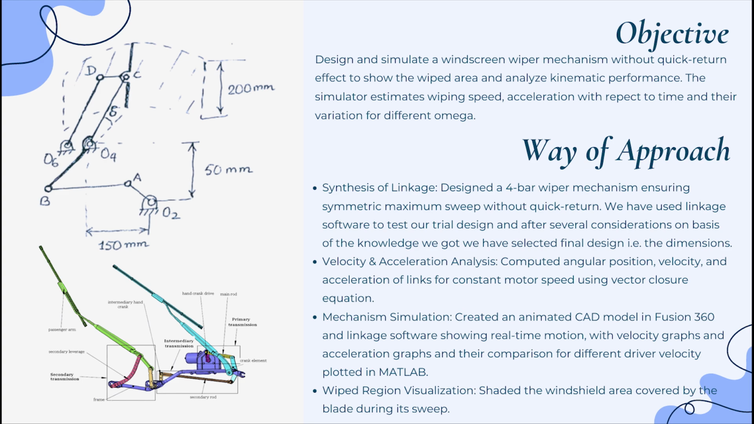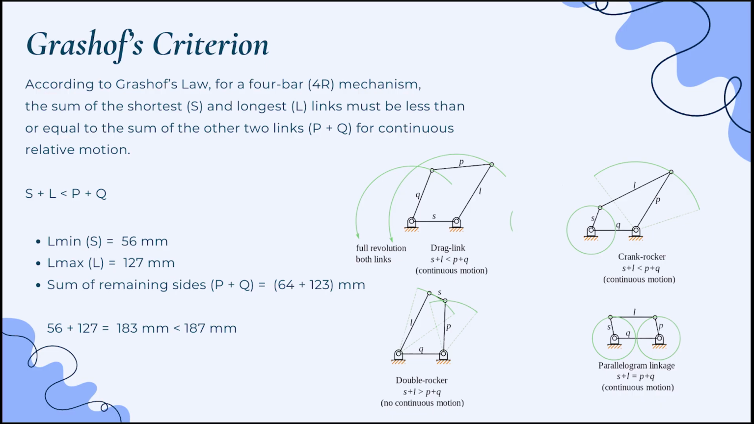To ensure that the mechanism allows continuous rotation of the crank, we verified Grashof's law. According to Grashof's criterion, the sum of the shortest and the longest links must be less than the sum of the remaining two. In our design, S plus L equals 183 millimeters, while P plus Q equals 187 millimeters. Since 183 is less than 187, the mechanism satisfies Grashof's criterion, guaranteeing smooth, continuous motion of the driver link.